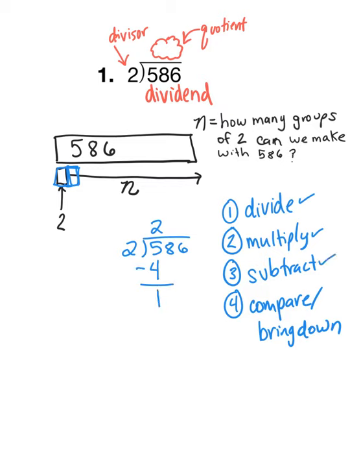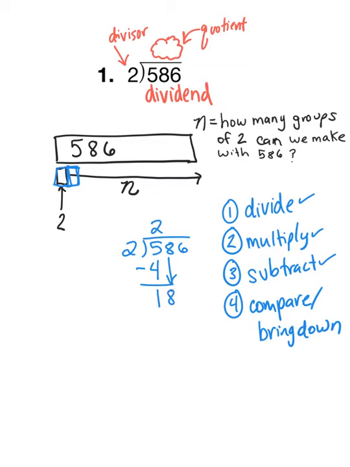Now compare. We're going to compare the 1 that we have left over here and just make sure that it's smaller than our divisor. If when you subtract your number is bigger than your divisor, it means that you could fit 1 more group of 2 in your quotient, and so you need to go back and redo something. Okay, but this is smaller than our divisor, so we're good to go ahead and bring down. I always like to draw an arrow to make sure that I bring down my digit and line it up.